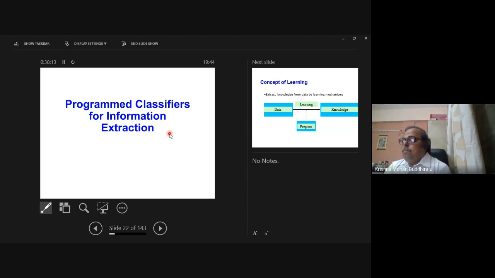Okay. Let us look at some simple classifiers for analyzing this kind of images. When I say programmed classifiers, it means that I have the formula worked out. So given the data, I can tell you the class. There is a very clearly defined way to relate the input data to the target class.